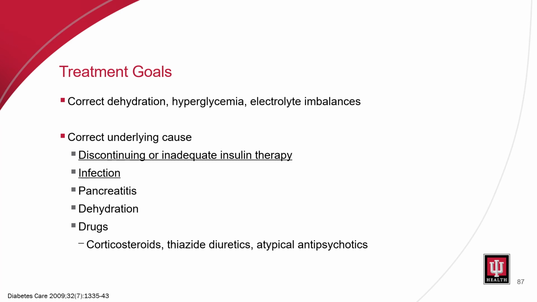Pancreatitis can cause our hyperglycemic emergencies. Dehydration can also cause these, especially HHS. And then because I'm a pharmacist, I'd be remiss not to include the drugs that can affect glucose levels. So the ones that I see most common in the hospital system by and far is corticosteroids. However, thiazide diuretics can increase glucose levels, as well as our atypical antipsychotics.